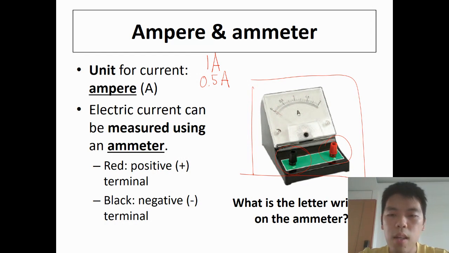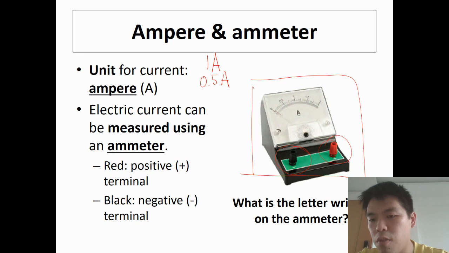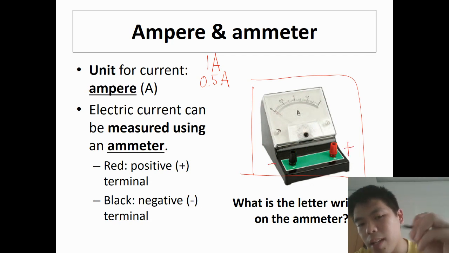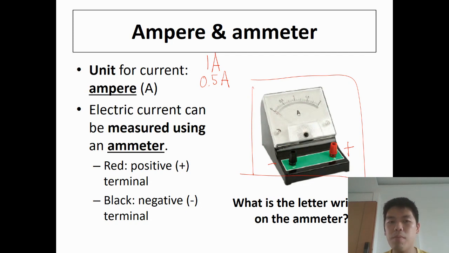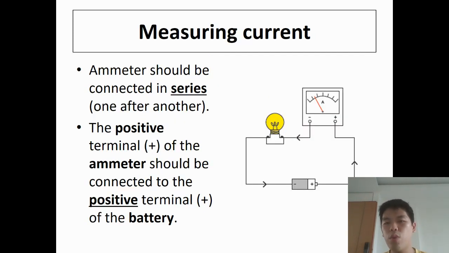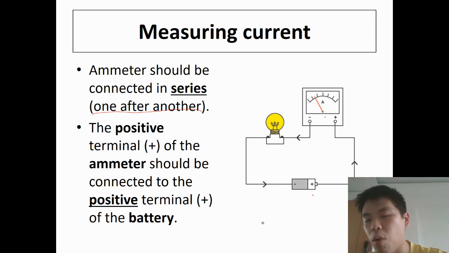So how do we connect? The red terminal means positive. Let me write it down here. So this is positive, and the black terminal here will be negative. Okay. So how should we connect it to our circuit itself? The ammeter should be connected in series. What do I mean by series? Series means you connect one after another. So if I have a battery here, next connect to the ammeter, next connect to the bulb or the lamp. So you must connect one after the other. It must follow in a straight line.